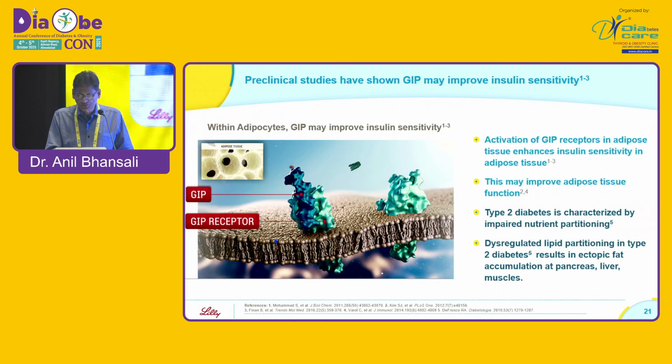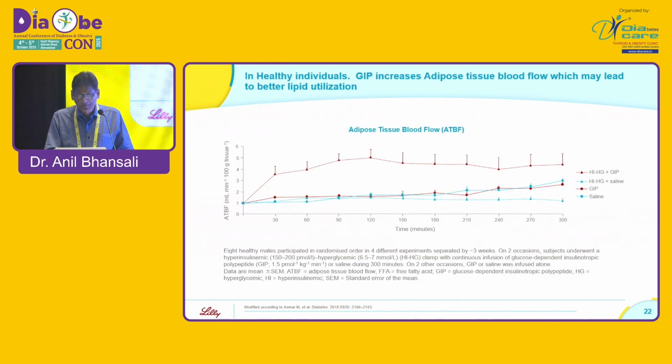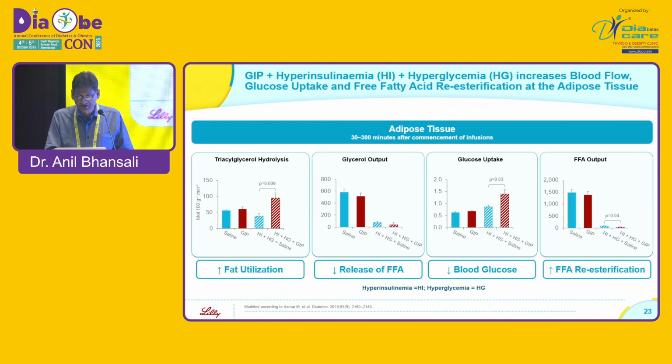In adipose tissue, it improves insulin sensitivity, thereby it stimulates lipoprotein lipase and promotes eutopic fat accumulation, as opposed to diabetes, which is a state characterized by ectopic fat accumulation in the pancreas, liver and muscle. So this is the adipose tissue blood flow. This is a hyperinsulinemic hyperglycemic clamp, showing that there is an increase in blood flow when GIP is infused along with hyperinsulinemia and hyperglycemia.